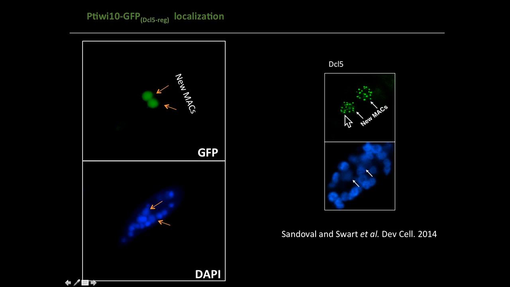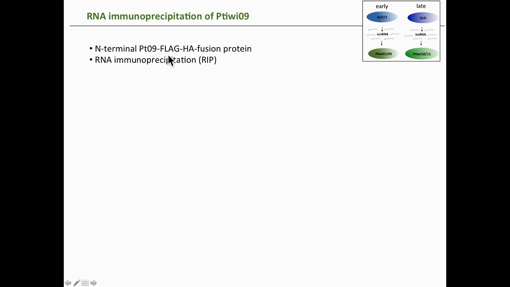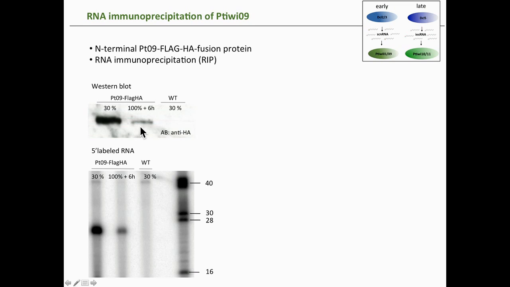After all this, we were really happy, but we really wanted to have direct proof that the PV binds to small RNA. So we tagged the PV9 protein with a FLAG-HA tag and performed an RNA immunoprecipitation. Here you see the Western blot. We decided to take an early time point, 30% fragmentation, and a late time point, 10% plus 6 hours. Here you see the corresponding gel, and we were really happy to see that you can clearly see that only 25 nucleotide small RNAs are binding to PV9.